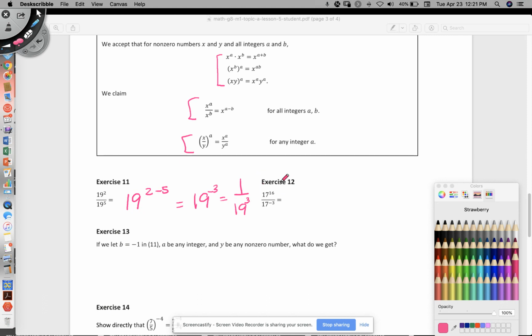All right. Let's look at exercise 12. We have 17, and then we have 16 take away a negative 3. Well, I see something here I need to fix. A negative and a negative become a positive. So this is actually 17 and 16 plus 3. All right, number 13, we're actually going to skip that one. I really didn't like that question. And we're going to go on to do 14.